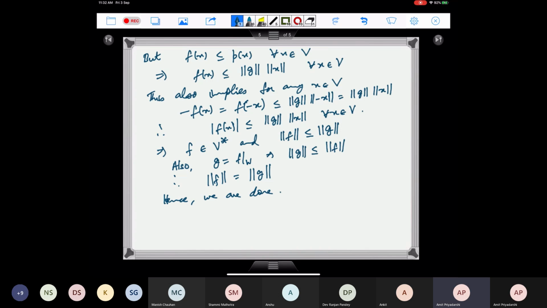Now, any question on this? Sir, why can't we take the field to be complex numbers? Like where there is p of tx equal to t p x, we can take p of tx equal to absolute value of t times px, and then we can.